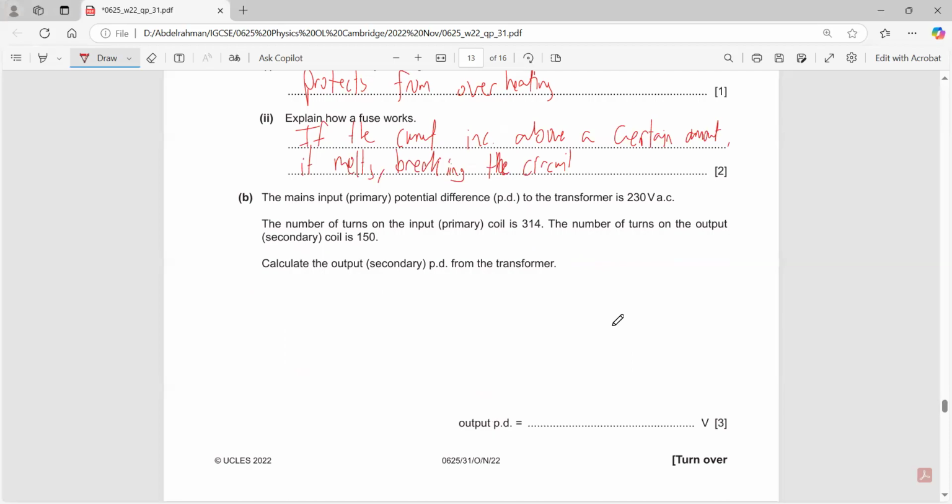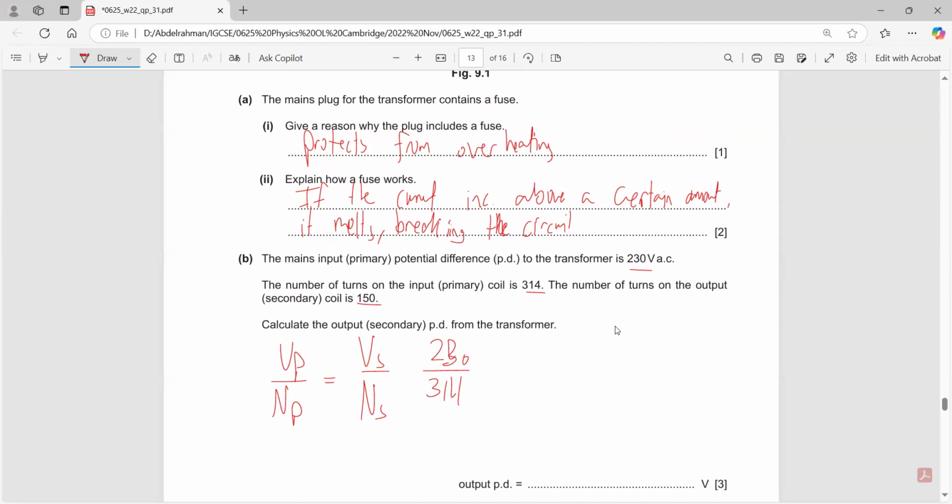The input primary potential difference is 230 volts. The number of turns on the primary is 314. The number of turns on the secondary is 150. Can I find the output voltage? Yes, I have one equation: VP over NP equals VS over NS. So VP, 230, over NP, 314, equals VS, which is the output voltage, over NS, which is 150.